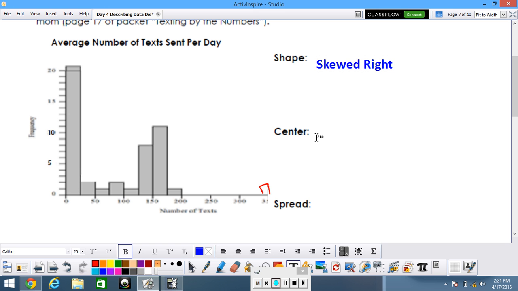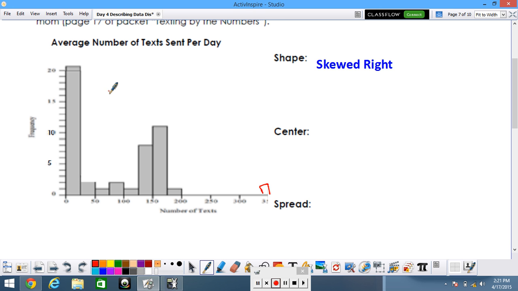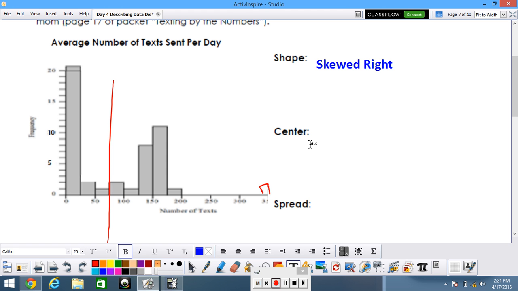The center, because it's skewed right, that means here's the median over here, and the average, the mean, will probably be somewhere over here on the right. Maybe that's why it's called skewed right, because the mean is skewed to the right. So we're going to say the median is lower than the mean.